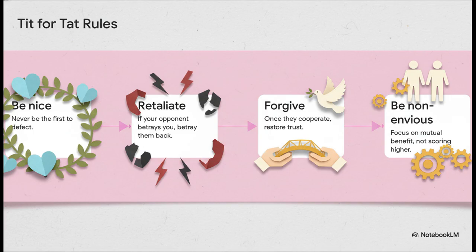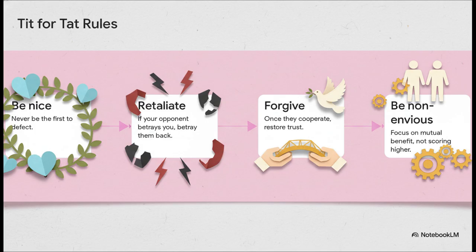So here's how tit for tat actually works. It only has 4 super basic rules. First, be nice. Literally just never be the first person to defect. Second, be retaliating. If your opponent betrays you, you immediately betray them back in the very next round. Third, be forgiving. Once they go back to cooperating, you forgive them and return to cooperation yourself. And fourth, be non-envious. Don't obsess over scoring higher than the other person, just focus on the mutual benefit.